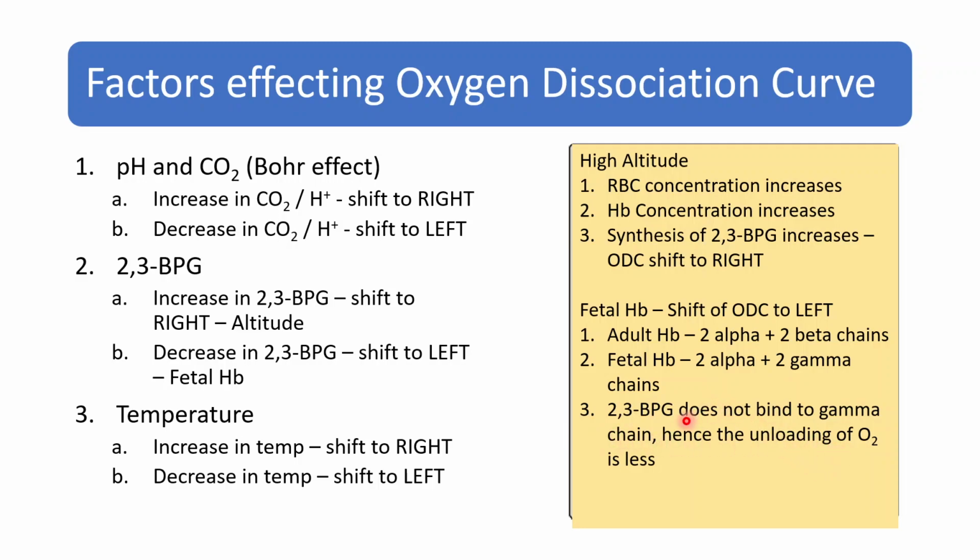Okay, so 2,3-BPG, in order to function, how does it cause unloading of oxygen? Because it binds to the beta chain. Now in the fetus, there is no beta chain. The hemoglobin in the fetus is fetal hemoglobin, which has gamma chains. So if there is a gamma chain, the 2,3-BPG cannot bind to it, and the fetal hemoglobin does not lose oxygen easily. So this helps to carry the oxygen which is required.